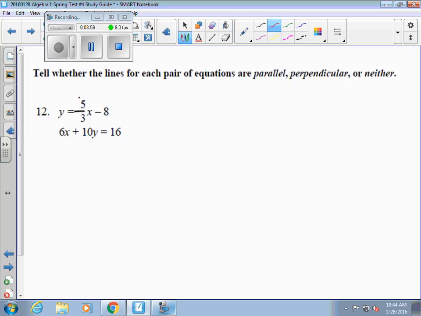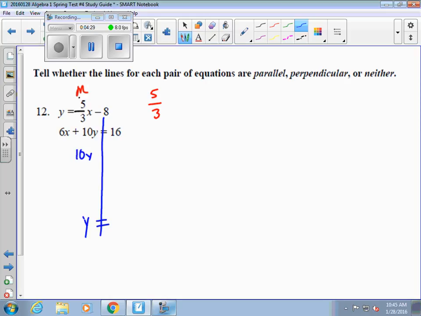Number 12 says tell whether these lines are parallel, perpendicular, or neither one. Over the last 2 problems, we said that parallel lines had the same slope. Y equals mx plus b. You can see the first slope. It's 5/3. So for them to be parallel, they would both have to have the same slope. So we got to find what the slope of the second equation is. Again, we need to make it say y equals mx plus b. Bring 6x over from the left to the right.